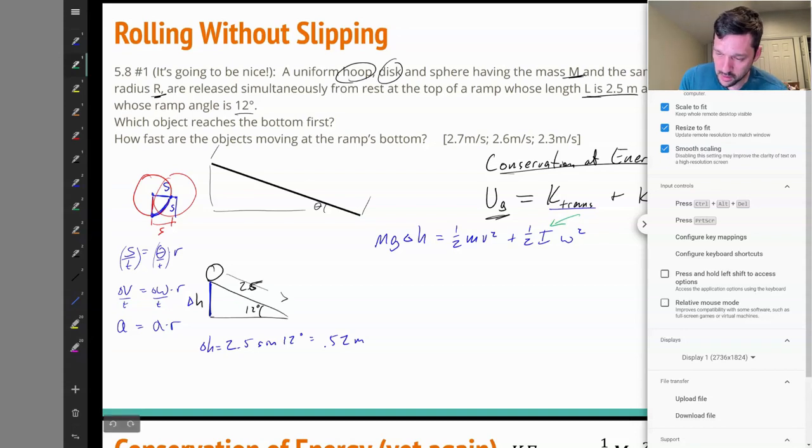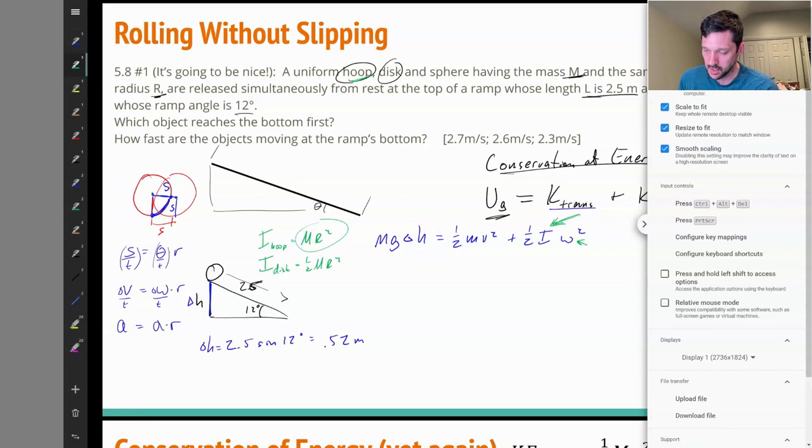Now, the I of a hoop is mr squared. The moment of inertia of a disk is 1/2 mr squared. So let's do a hoop first. So we'll substitute in mr squared for our value of rotational inertia in just a moment, but also the rotational velocity.